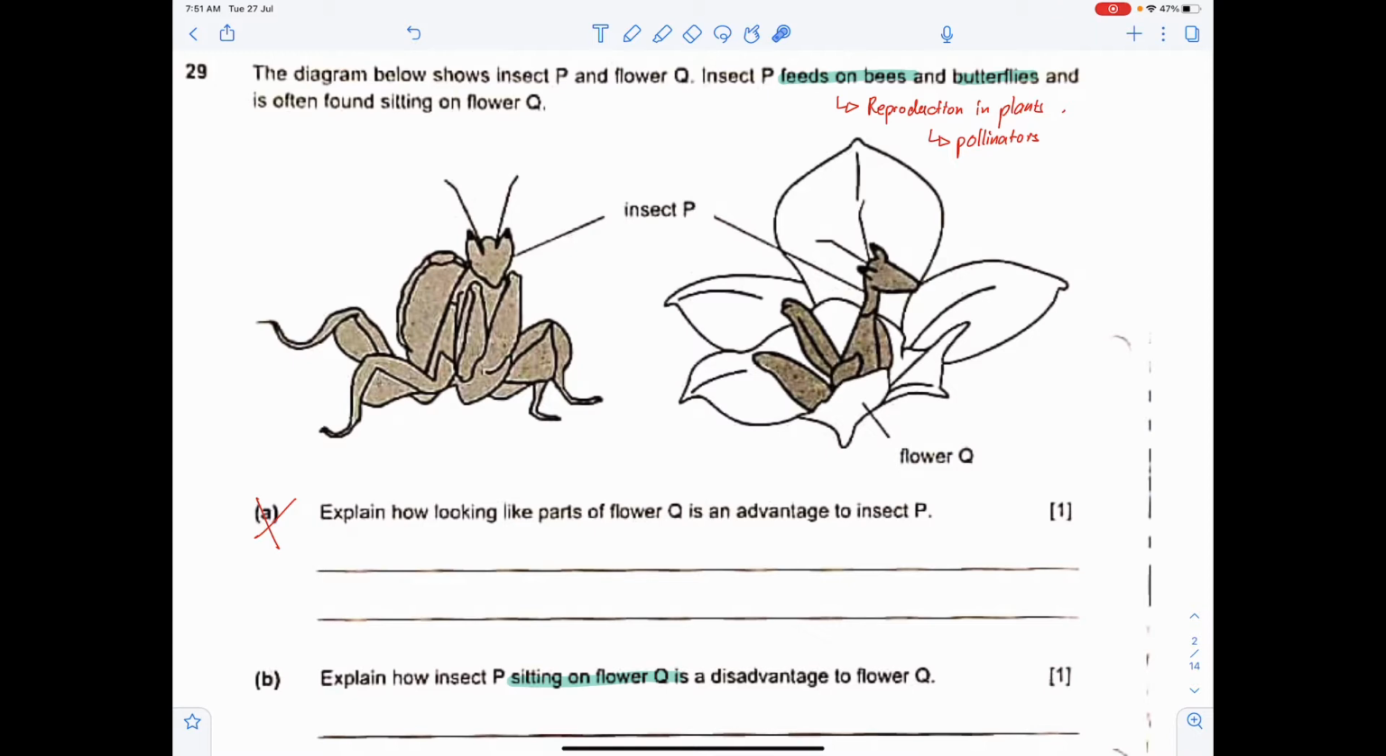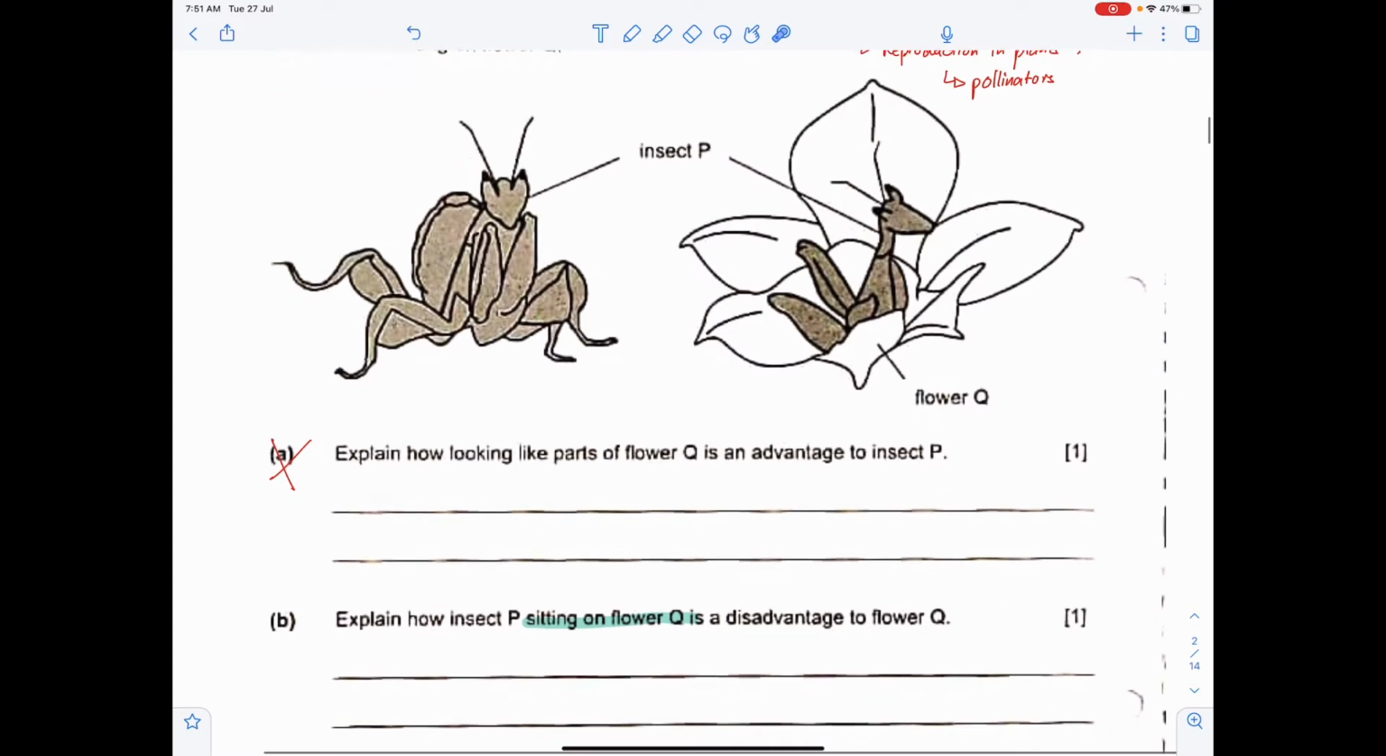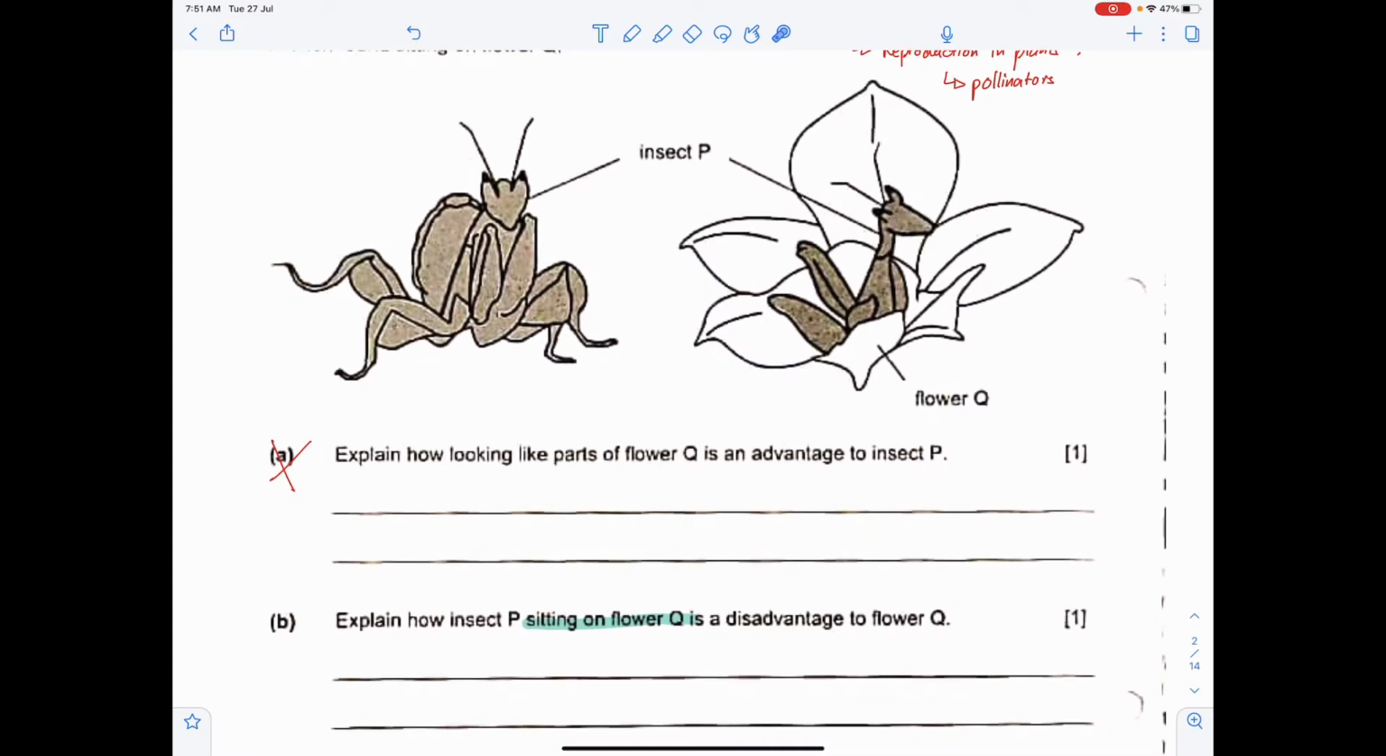Because they feed on the pollinators, there's no pollinators left to pollinate the flowers. And so the chances of pollination actually drops. It's not zero. It's not cannot. It's just that the chances of being pollinated is lesser. Now the second one is more of a cannot because it's blocked. The second one has got to do more with repro in plants, the way you answer it.